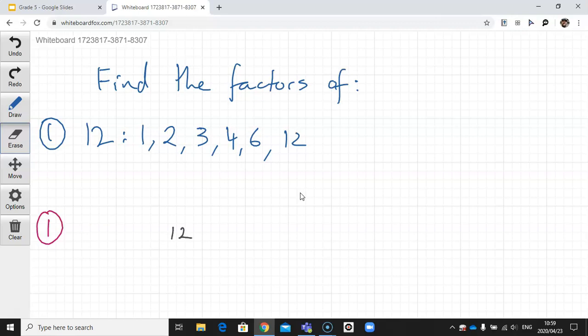But here we go. I'm going to start off with 1, because 1 fits into all things. And then what I'm going to do is I'm going to say to myself, what will I times by 1 to get 12? 1 times 12. So I've got 2 of my factors written down. Next up, I'm going to ask, what's the next small number that fits in? Well, 2 fitted in. And 2 times what would give me 12? 2 times 6. So there's my next pair.